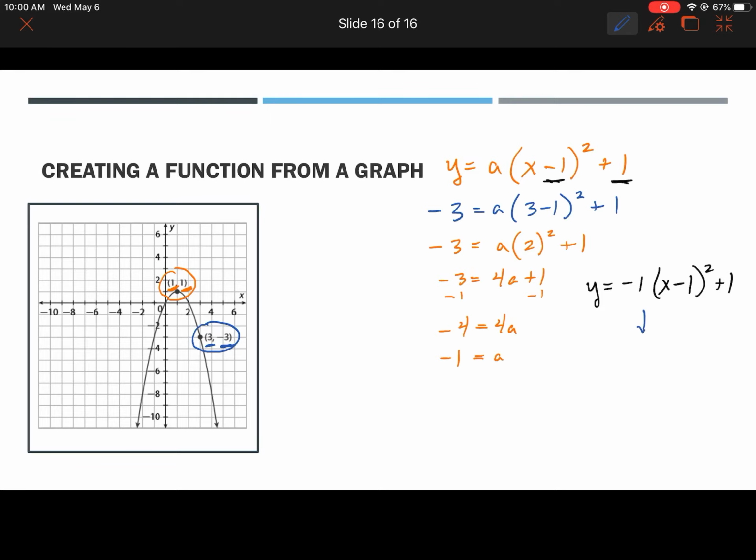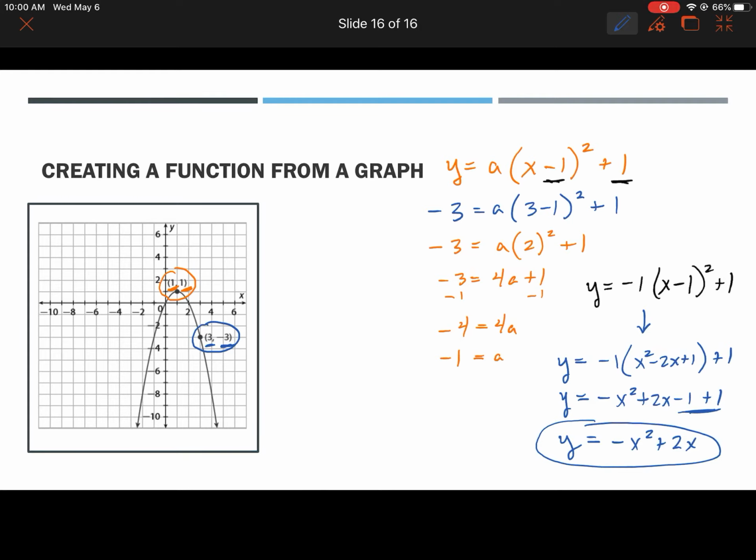But if I told you to put it in standard form, you're going to start by expanding the x minus 1 squared. So negative 1 times x squared minus 2x plus 1 and plus 1. Then you're going to distribute the negative 1. So negative x squared plus 2x minus 1 plus 1. And then finally combining those two constants at the end because they're like terms. So negative x squared plus 2x. So this is the standard form of this function. And this one up here is my vertex form of the function.